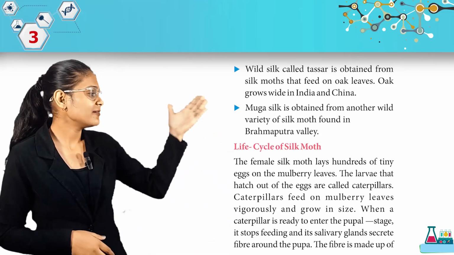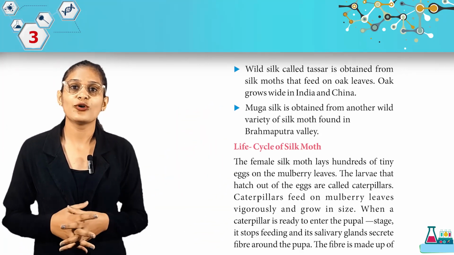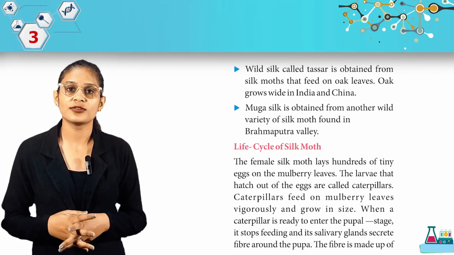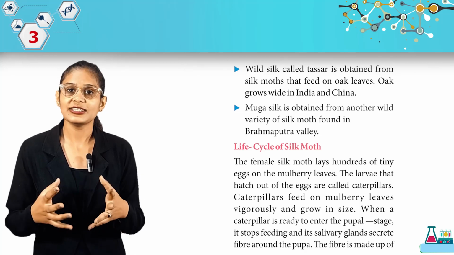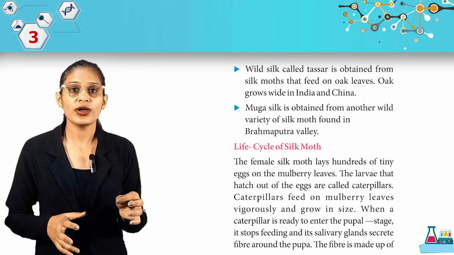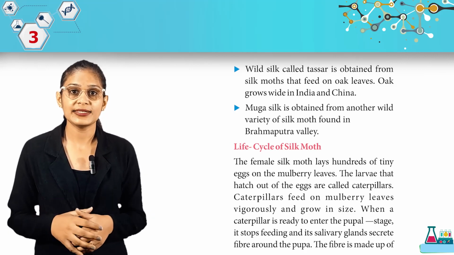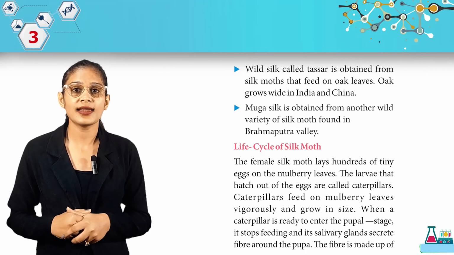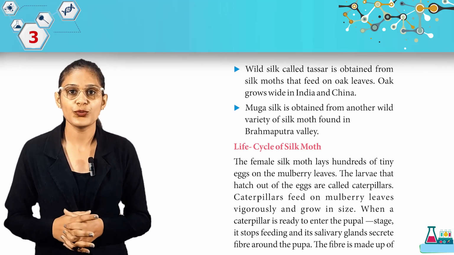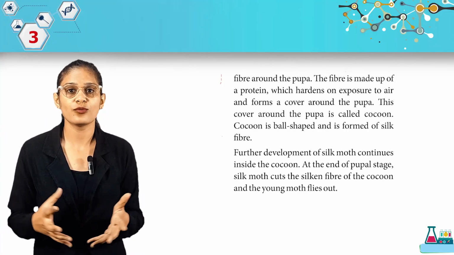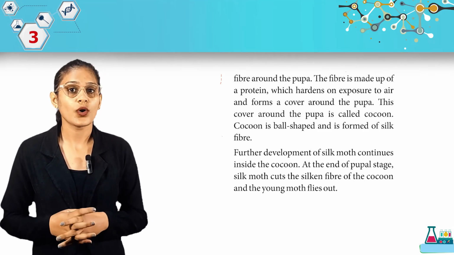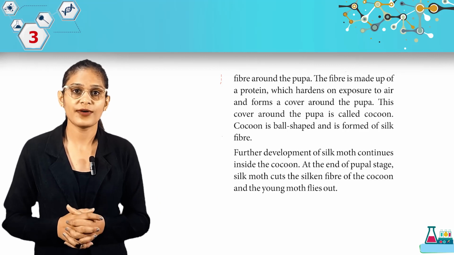Here we have the life cycle of silk moth. The female silk moth lays hundreds of tiny eggs on the mulberry leaves. The larvae that hatch out of the eggs are called caterpillars. Caterpillars feed on mulberry leaves vigorously and grow in size. When a caterpillar is ready to enter the pupal stage, it stops feeding and its salivary glands secrete fiber around the pupa. The fiber is made of protein which hardens on exposure to air and forms a cover around the pupa. This cover around the pupa is called cocoon. Cocoon is ball-shaped and is formed of silk fiber.